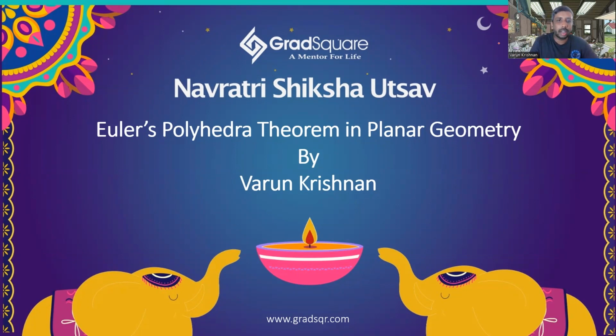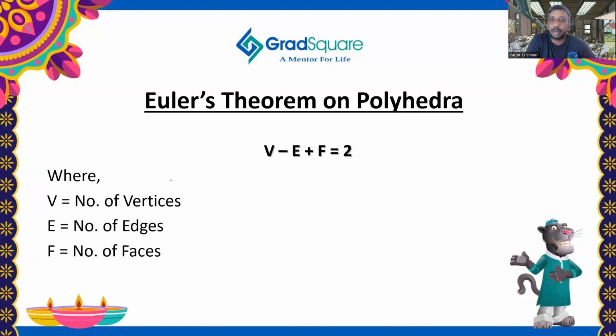I'm Varun Krishnan and I'm going to be taking forward our Navratri Shiksha Utsav series with this small video on a concept which is very fundamental to geometry, in which I'm going to be looking at Euler's Polyhedra theorem, which is a very basic theorem in geometry, considered to be one of the most famous and most important equations ever in geometry. And I'm going to be looking at how we can apply Euler's Polyhedra theorem, which is a theorem made for 3D geometry, and how can we translate it into a theorem which can be used in 2D geometry questions. So first, to begin with, let me introduce you to what is meant by Euler's theorem on Polyhedra.